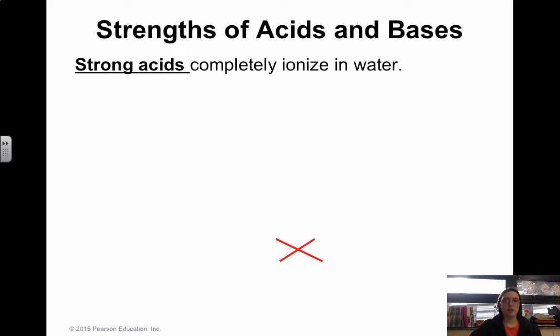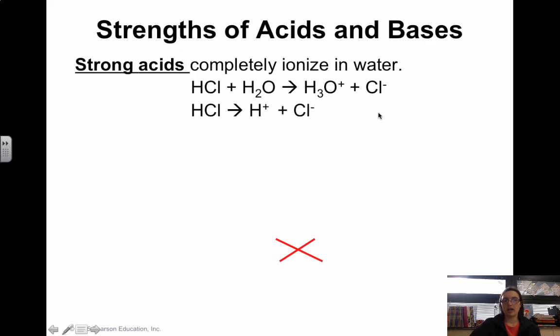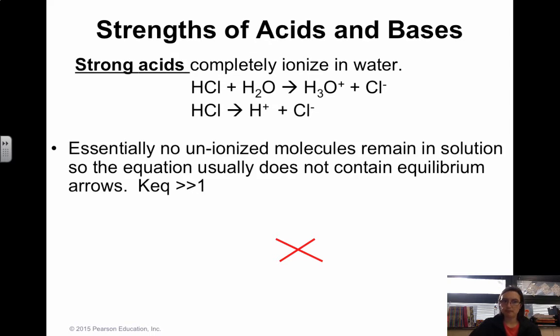So keep in mind, strong acids completely ionize in water. Ionize means that it essentially breaks up into its ions. It does react with water to form ions. Strong acids, 100% ionize, so you use a single arrow. So HCl, which is aqueous, plus H2O yields H3O plus and Cl minus. Remember, H3O plus is the same as H plus. We use them interchangeably. So essentially, there are no acid molecules remaining in solution after this reaction has occurred.